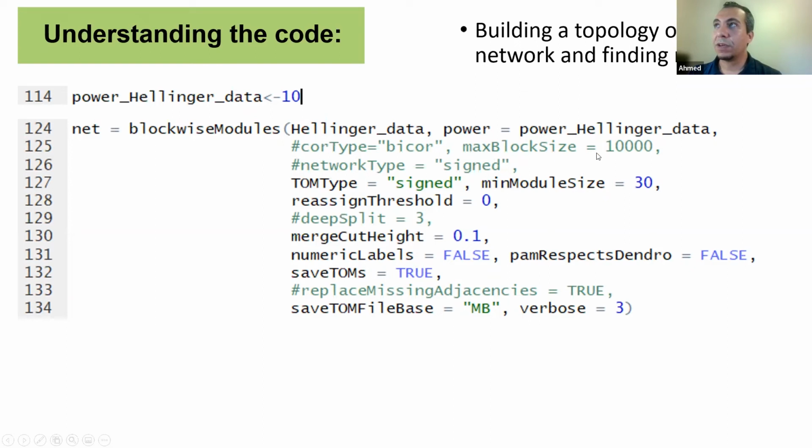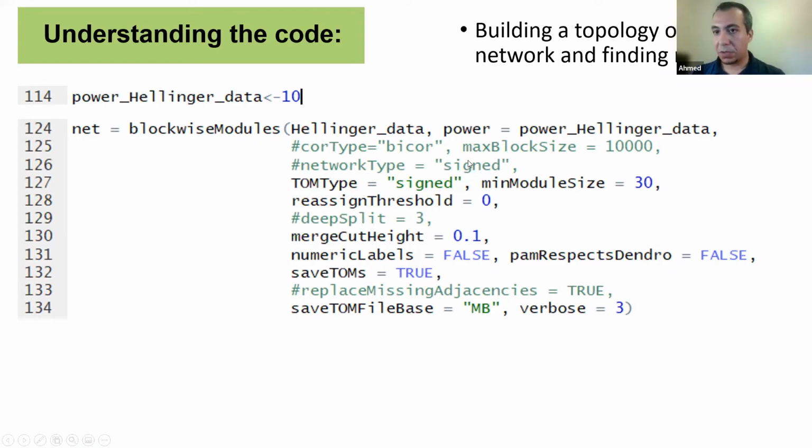So if you have a humongous data set that is hundreds of thousands, maybe you want to say, well, let's divide it into chunks of 10,000 taxa in each block. Or if your data set is small, then you basically set this number to be more than the number of taxa in your network, and then you end up having everything in a single network. You specify the network type, signed or unsigned. You specify the topology overlap matrix. That's what I told you about, whether it's signed or unsigned, it has to match.